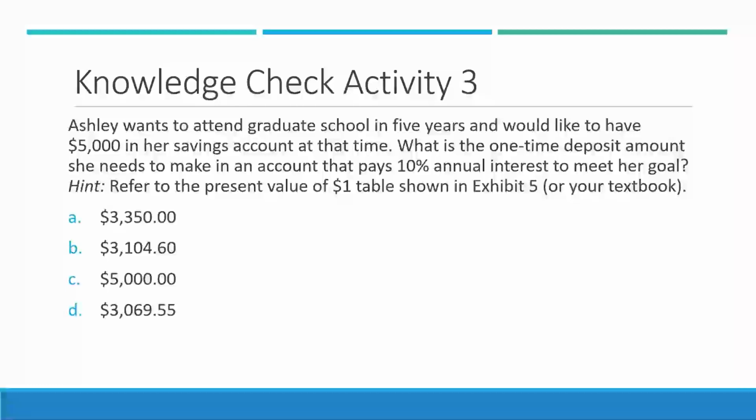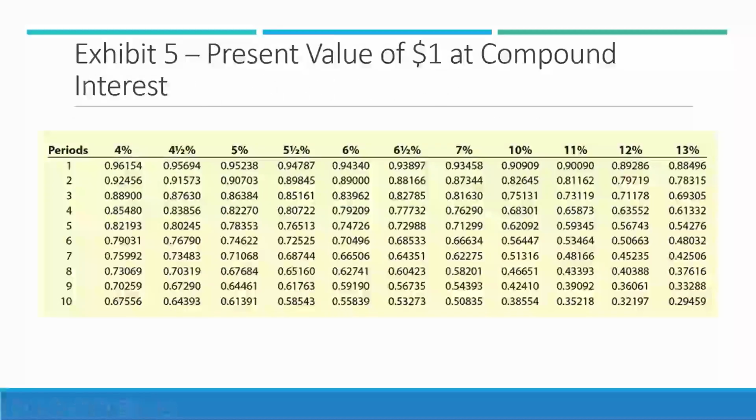And so Ashley wants to attend graduate school in 5 years and would like to have $5,000 in her savings account at that time. So what is a one-time deposit amount that she needs to make sure that she has enough money to meet her goal? And this is at 10% interest rate. And then refer to the present value of a dollar table. And I have the present value of a dollar table here.